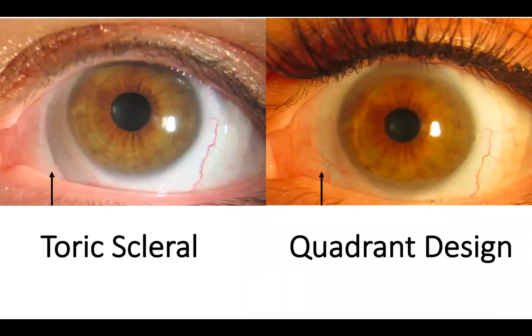And you can see as we compare the toric design to the quadrant specific design that we achieve a much more ideal fit with the quadrant specific lens.